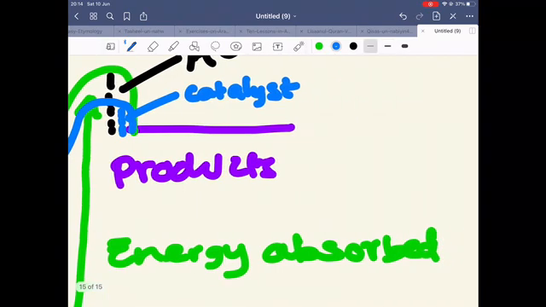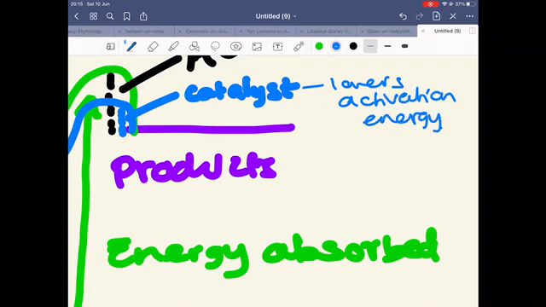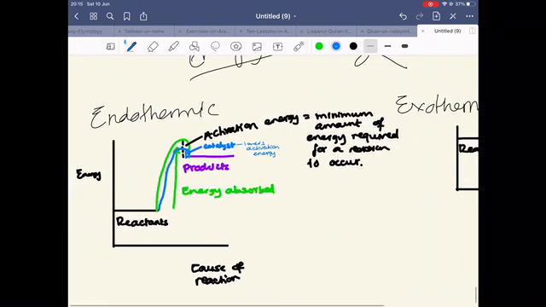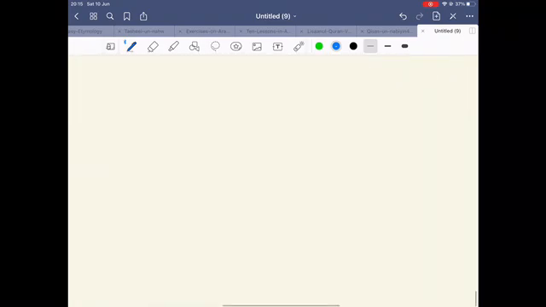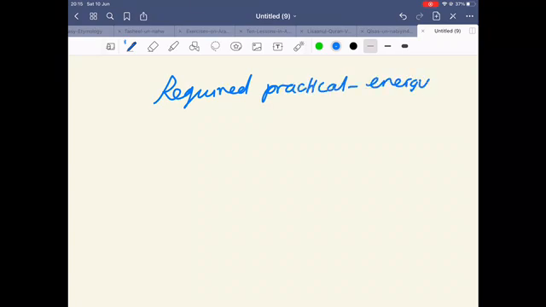Something else we also looked at is the effect of a catalyst on a reaction. So catalysts lower activation energy, and you can show this on your graph by showing another curve that has a lower activation energy. Now catalysts are unused and unchanged, and they work by providing an alternative pathway with a lower activation energy. So the required practical in this topic was the polystyrene cup one, where we measured temperature change to figure out if it's an exothermic or endothermic reaction.